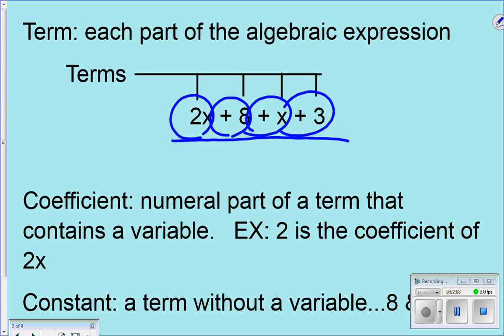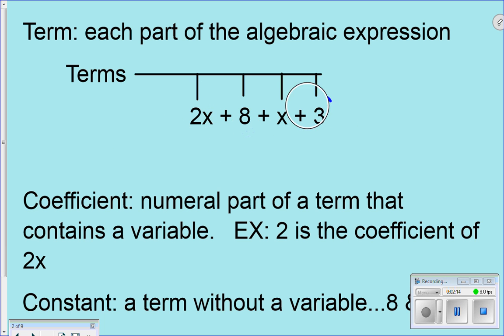Okay. So if I would ask you what a term is here, what would you say? What's a term in my expression? 2x. Very good. What's another term in this expression, Jacob? 3. What's another term? 8. And x, right? That's my last term. So terms are everything in the expression.